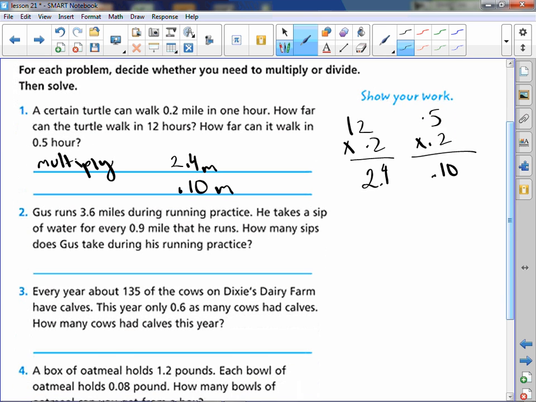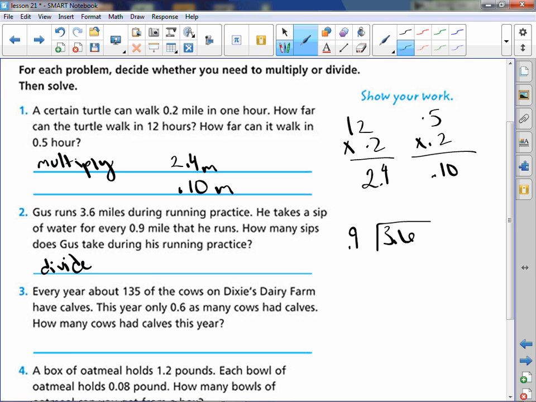Gus runs 3 6/10 miles during running practice. He takes a sip of water every 9/10 of a mile that he runs. How many sips does Gus take? Well, so you need to know how many 9/10 are in 3 6/10, so it's division. So we're going to divide. And we're going to do 3 6/10 divided by 9/10.